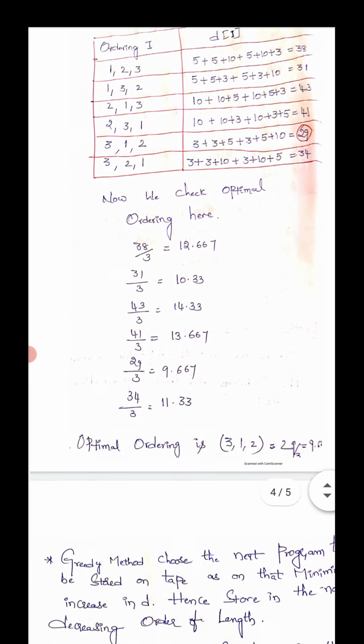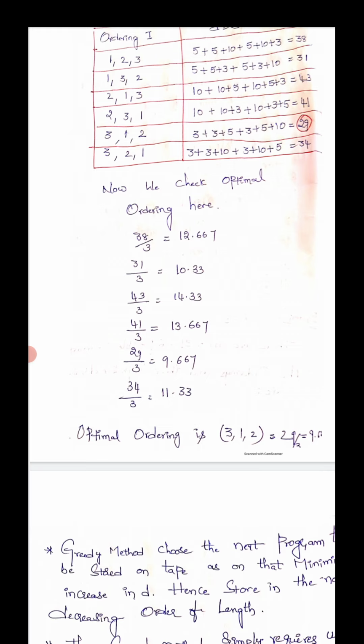Okay, now here look at this, 31 by 3, that is 10.33. 43 divided by 3, that is 14.33. 41 by 3, that is 13.667. And coming to 29 by 3, that is equal to 9.667. And coming to the last one, 34 by 3, that is 11.33.